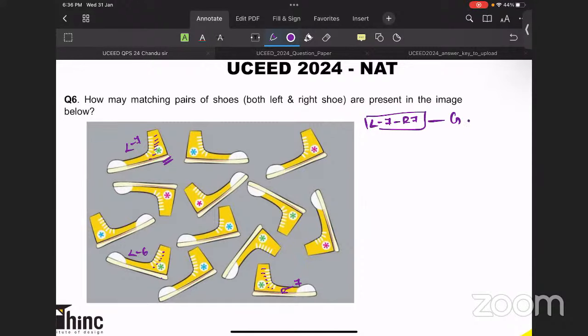Any other greens? Yeah, one more. Green is over here. This is for the right. 1, 2, 3, 4, 5, 6. This is R6. Okay. Next.